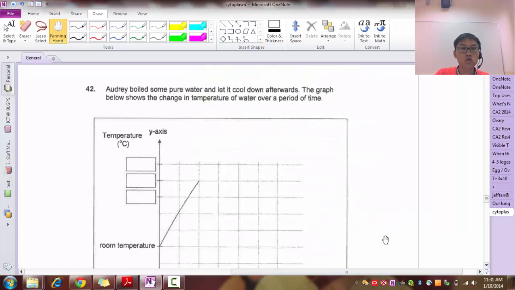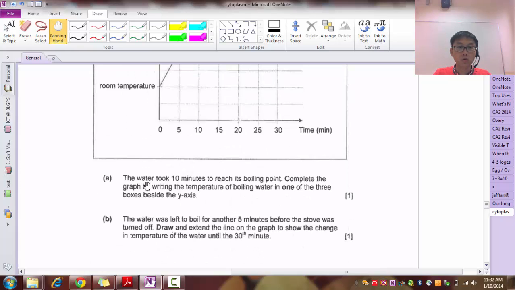Okay, question 42. Audrey boiled some pure water and let it cool down afterwards. The graph below shows a change in temperature of water over a period of time. So here is some key information. The water took 10 minutes to reach boiling point. You're supposed to complete the graph.